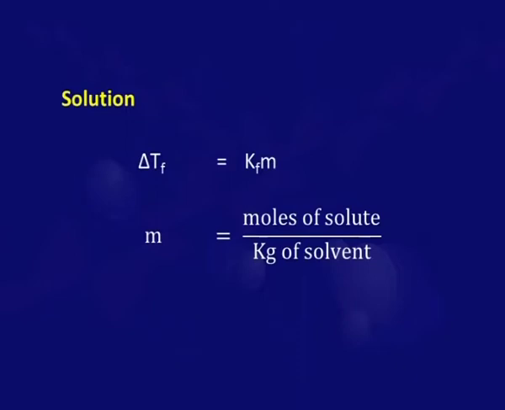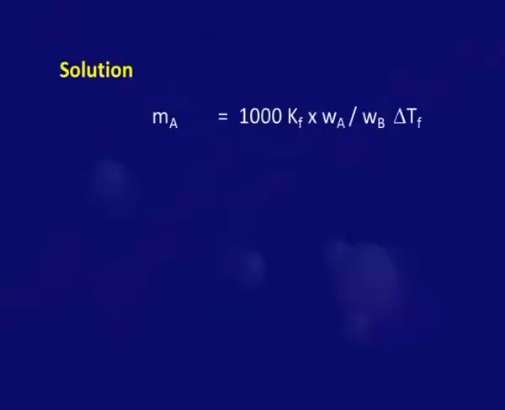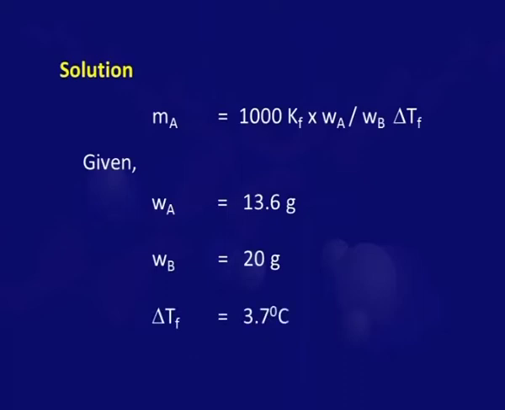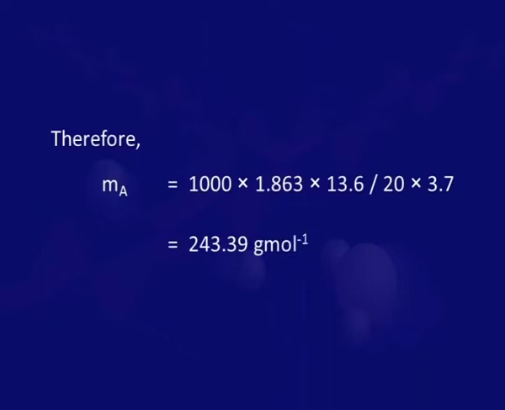By rearranging that expression, you will get molecular mass of solute equal to 1000 into Kf into Wa upon Wb into delta Tf. Here, Wa is the mass of solute and Wb is the mass of solvent. Delta Tf is equal to 3.7 degrees Celsius. By putting all these values, you will get Ma is equal to 1000 into 1.863 into 13.6 divided by 20 into 3.7, which is equal to 243.39 grams per mole.